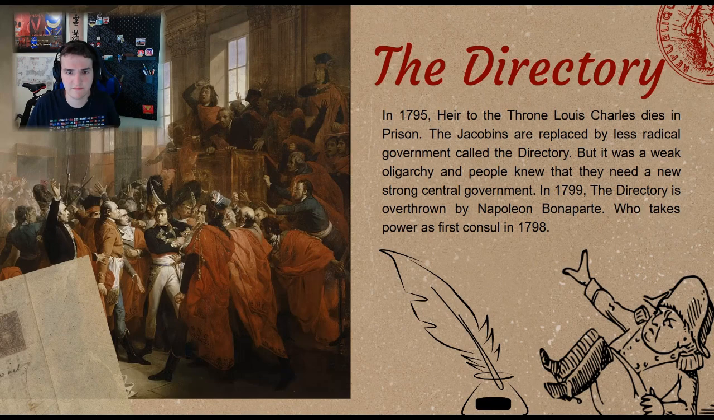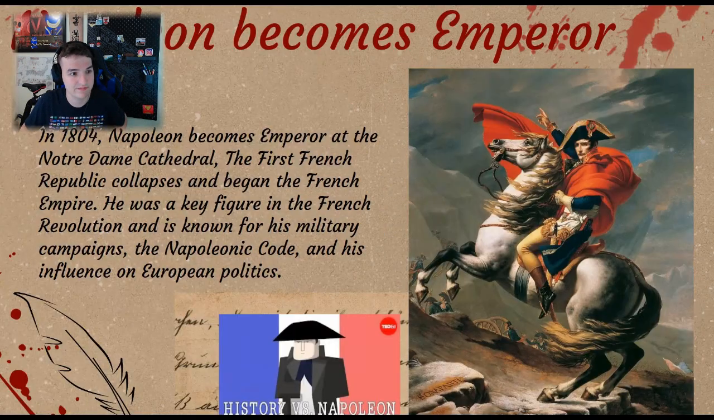In 1794-5, the heir to the French throne, Louis Charles, dies in prison, and the Jacobins were replaced by a less radical government known as the Directory. Because it was a weak oligarchy, and people knew they needed a new central government, the Directory was taken over by a coup by a French general named Napoleon Bonaparte, who takes power as the first consul in 1798.